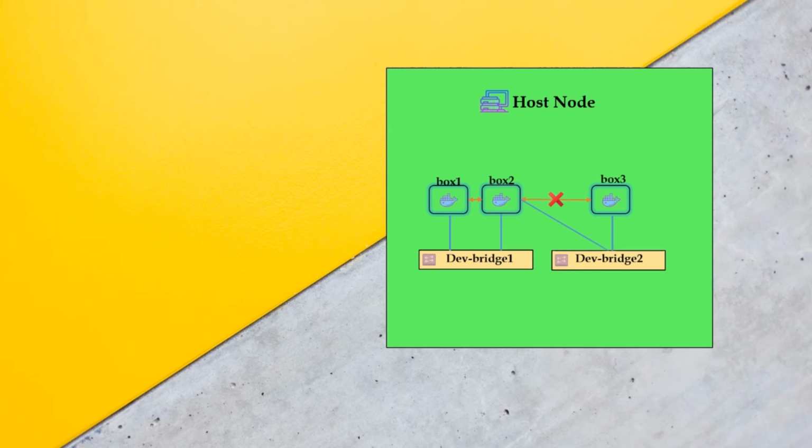So the container box 2 will be running in parallel on both the DoBridge 1 and DoBridge 2 networks. Because the container box 2 is running on both networks, it can ping box 3 and also ping box 1. But direct communication between box 1 and box 3 should not be allowed. This is the environment we will have to set up.